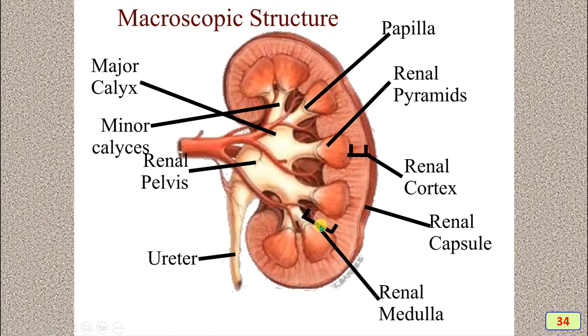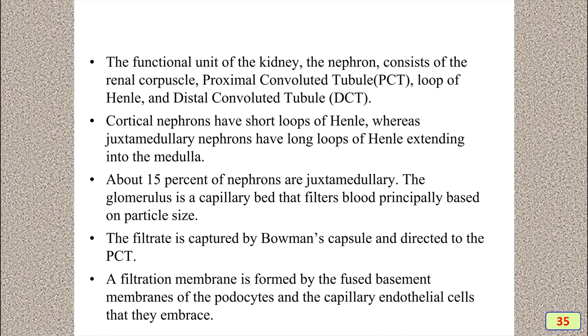Inside is the renal medulla. The outermost part is called the renal capsule, and the renal pyramids are lobular-type structures. The functional unit of the kidney is the nephron, which consists of the renal capsule, proximal convoluted tubule or PCT, loop of Henle and distal convoluted tubule. Cortical nephrons have short loops of Henle, whereas juxtamedullary nephrons have long loops of Henle.